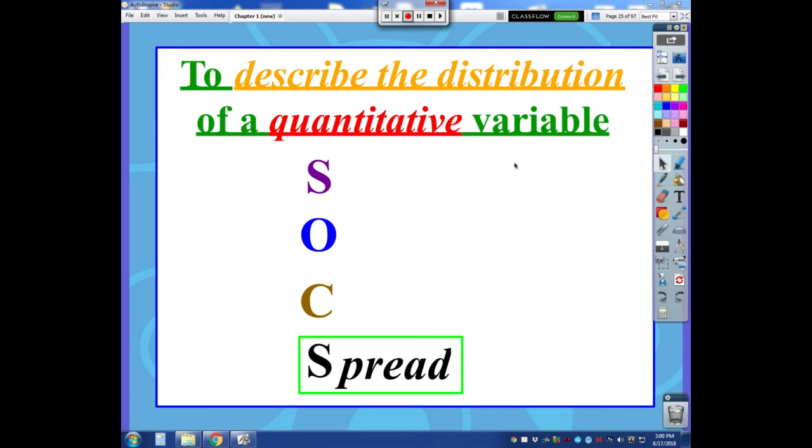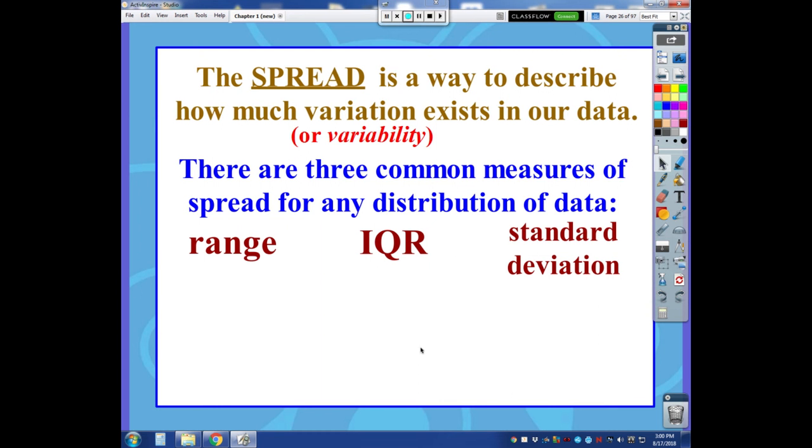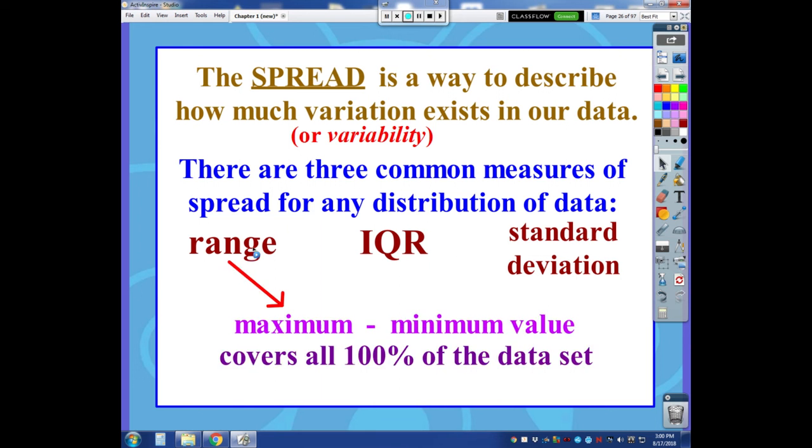The last S of SOC stands for spread, and that's really going to tell us how much variability or how spread out our data is. So there are three typical or common measures of spread that will be used to describe the distribution of the data set. And so range, we're going to start with probably the most common thing. And range was simply just the maximum minus minimum values.